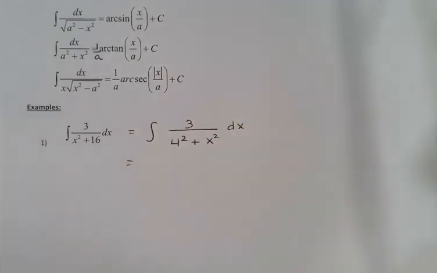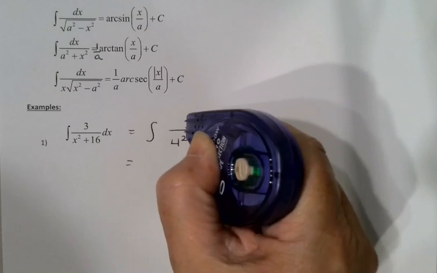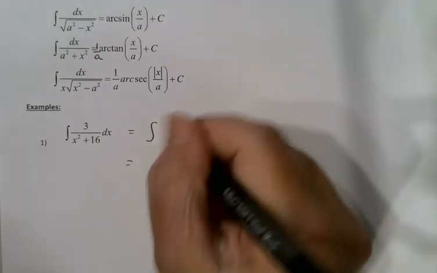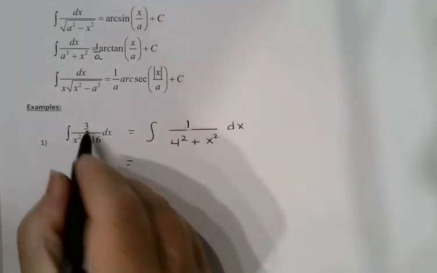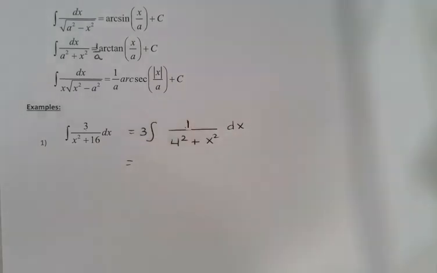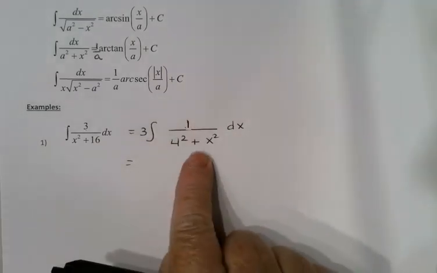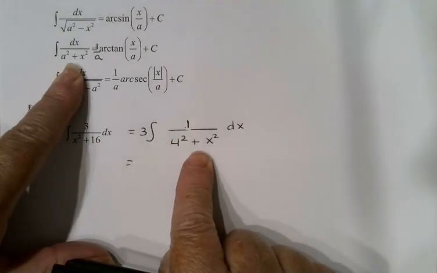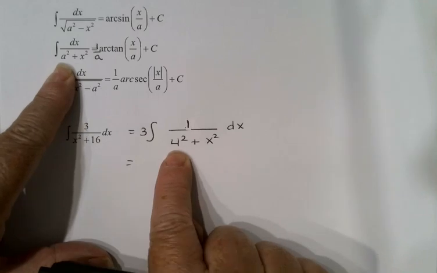And actually, I probably could have done one more thing. In fact, maybe I should just do it right now. Why don't we go ahead and pull the 3 in the numerator right out of the integral. I'll just put a 1 up here, and I'll bring that 3 out in front. This now is perfect. It looks just like that, with an a value of 4.